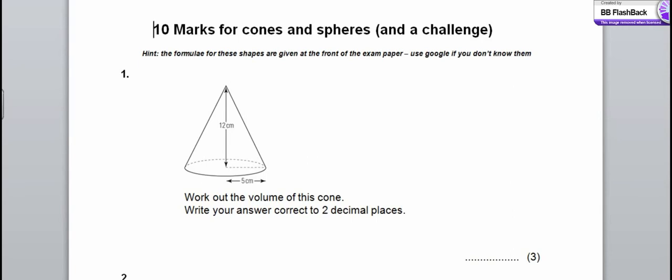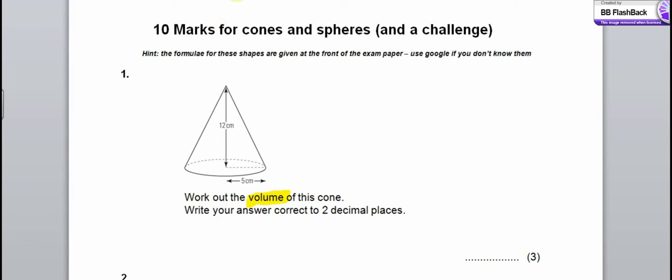Welcome to the solutions to the cones and spheres question paper. So we're going to start off with this question here, work out the volume of this cone. Very important to make sure we're working out the right thing, not surface area. So we're going to need the cone formula.